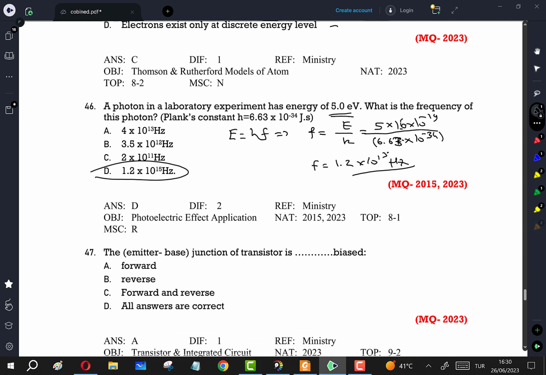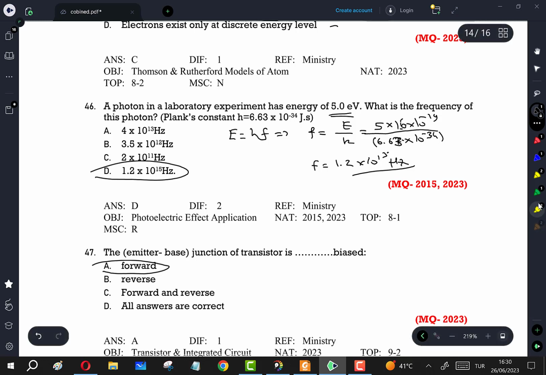So emitter base junction of the transistor is forward biased. Emitter base junction is forward biased. Collector base is reverse biased. Remember, to properly bias that transistor, you have to connect them: emitter base forward biased, collector base reverse biased.